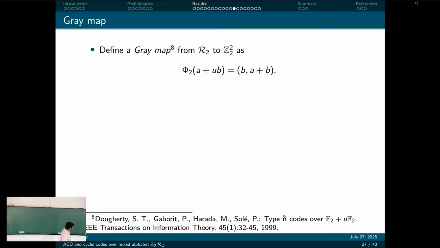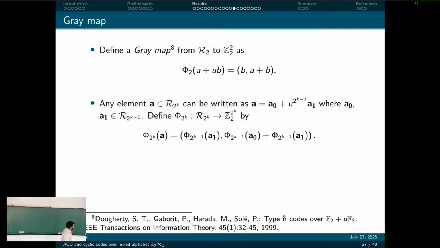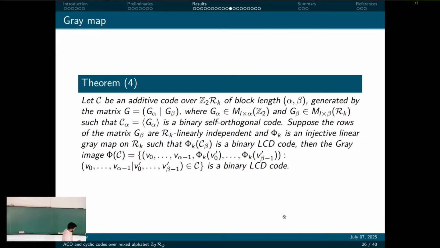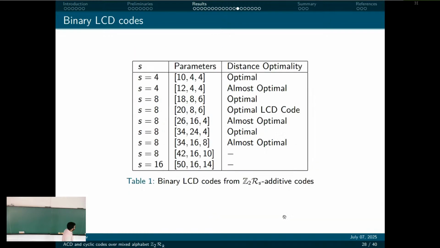In particular, we give a Gray map. First, there is already in the literature a Gray map from R2 to Z2^2 as a plus ub is mapped to b comma a plus b. Now we recursively extend this map to R2 raised to power k, and then this map phi 2 raised to k can be extended to this map phi. With the help of this map phi and the theorem which we have seen earlier, we obtain some codes with good parameters, and all of them are LCD.